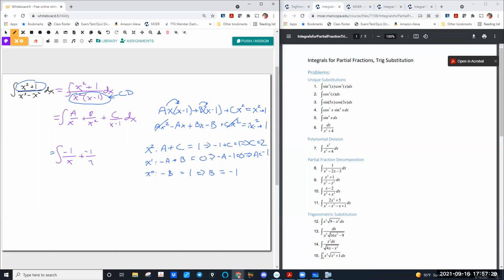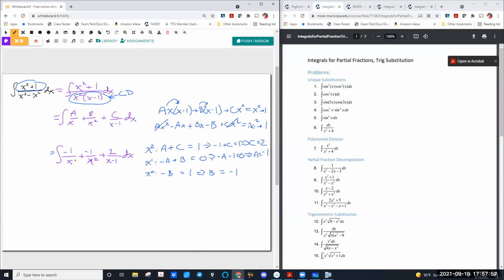Plus negative 1 over x squared plus C, which is 2 over x minus 1 dx. Now you do this one piece by piece. Here's one thing that I see happen, and I want you to be careful of it. Because a lot of these partial fraction ones do end up being natural logs, don't get in the habit of making 1 over everything a natural log.